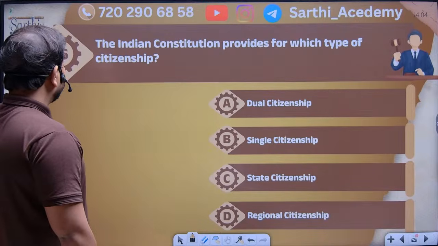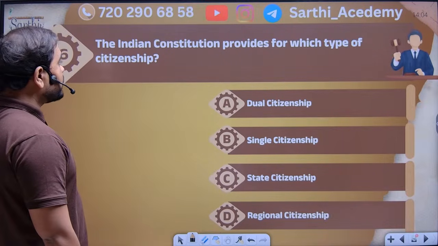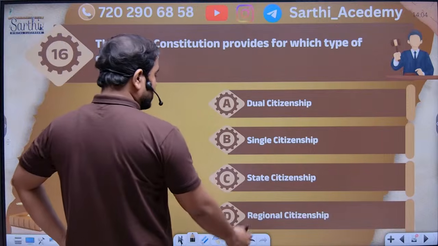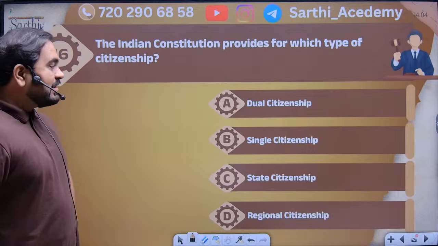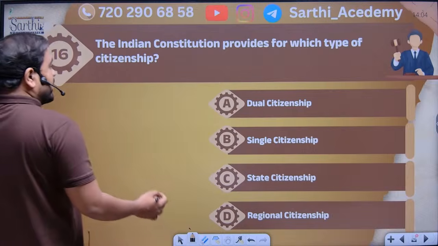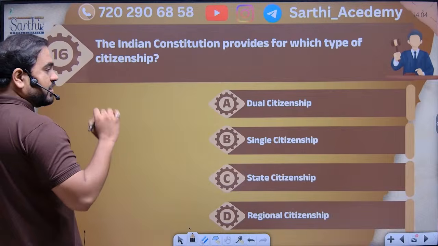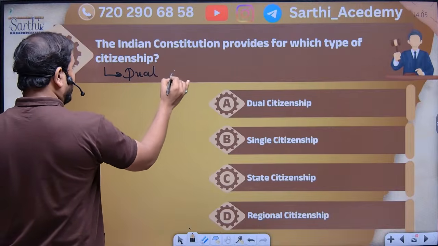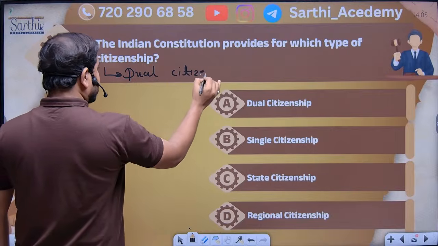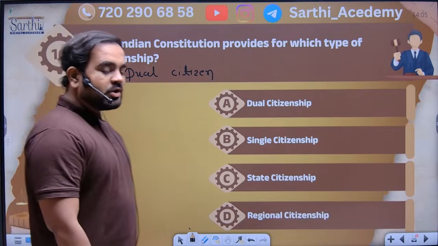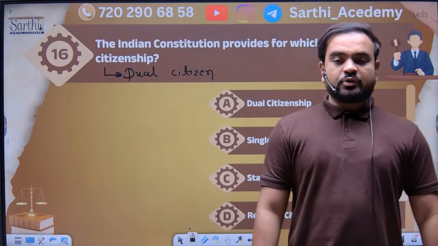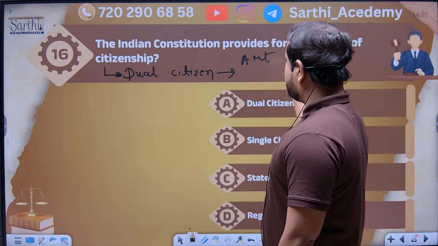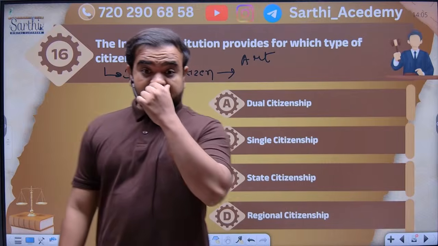Question number 16. The Indian Constitution provides for which type of citizenship? Dual, single, state, regional. Please answer. Actually, our home ministry, our country does not allow dual citizenship for any citizen residing in India. If you are a citizen of India, you cannot have dual citizenship. Which article deals with this provision?